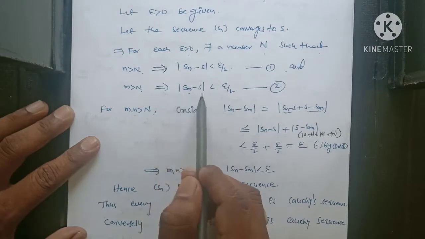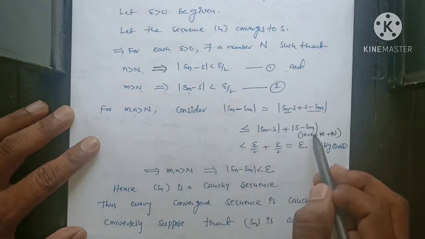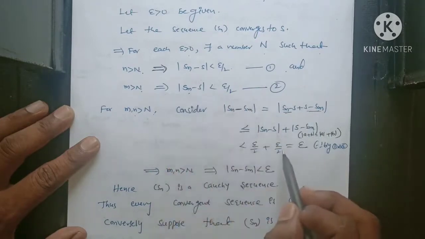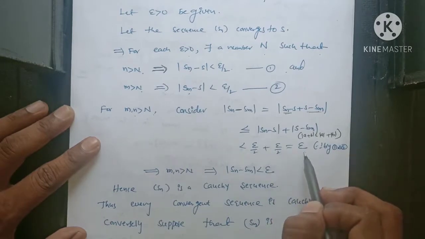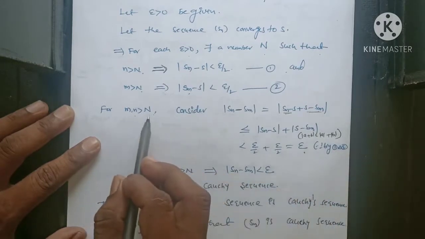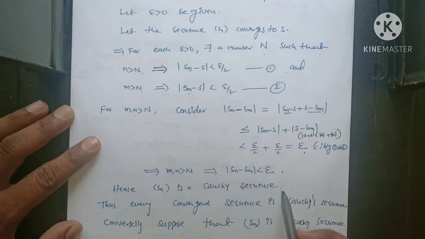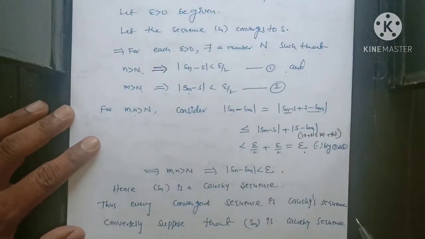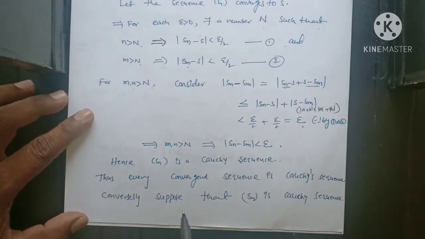Mod Sm minus S is the same as mod S minus Sm, since the modulus of A minus B is the same as the modulus of B minus A. So mod S minus Sm is also less than epsilon by 2. The sum of these two is epsilon by 2 plus epsilon by 2, which means epsilon. So for m, n greater than capital N, mod Sn minus Sm is less than epsilon. This is the condition for a Cauchy sequence. Hence Sn is a Cauchy sequence. Thus every convergent sequence is a Cauchy sequence.